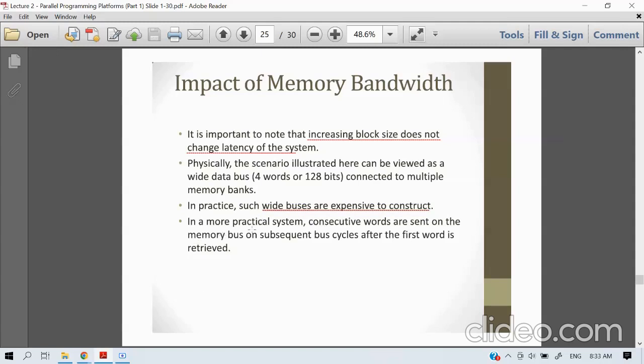So in a more practical system, how do we overcome this? Consecutive words are sent on the memory bus on subsequent bus cycles after the first word is retrieved. So we overcome it by doing the process repeatedly as many times as possible, instead of using a large bus, which might increase the cost.